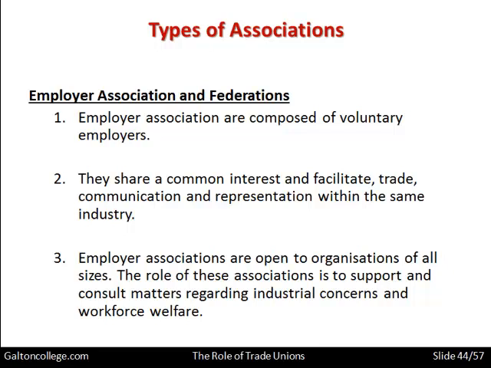So it's a good idea that the trade unions within the area are able to talk to employer associations within the area and get local agreements, ones that suit them in that particular locality.